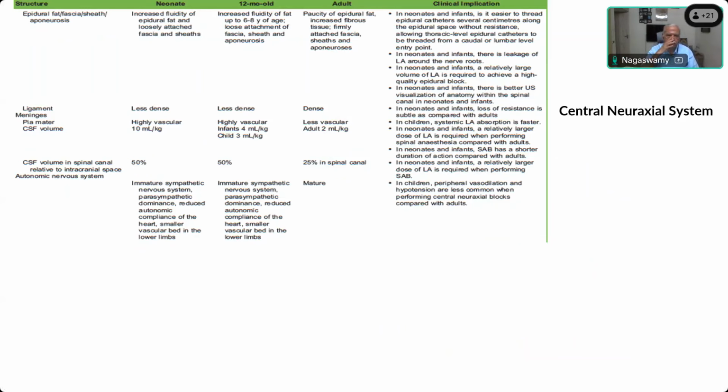What she mentioned about that. So the CSF volume is larger in both neonates and younger children. It is about 50% compared to 25% in the spinal area for an adult. So that is the reason why your local anesthetic will be very much diluted by the larger volume of CSF, and that is the reason why the per segment volume you have to give will be more for pediatric patients as a neuraxial block.